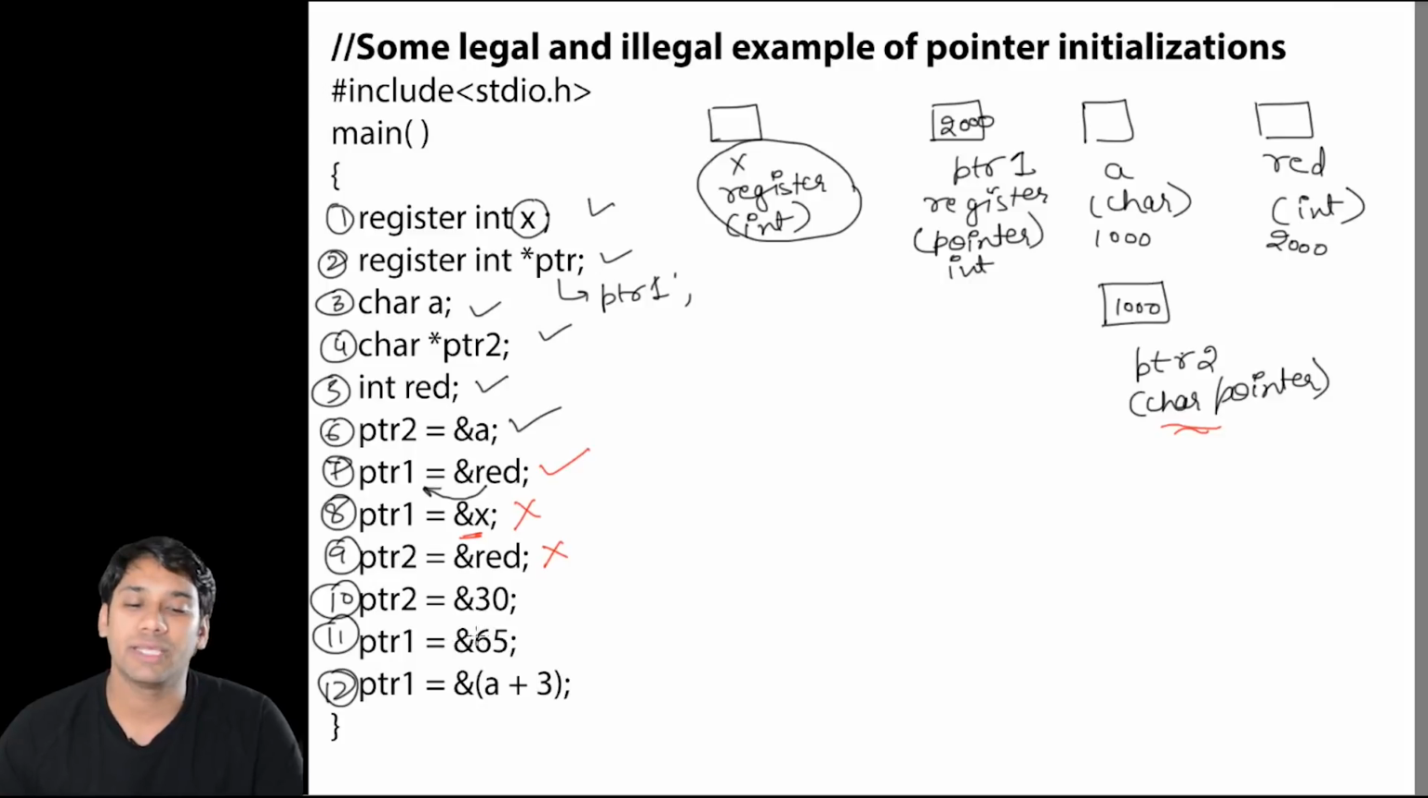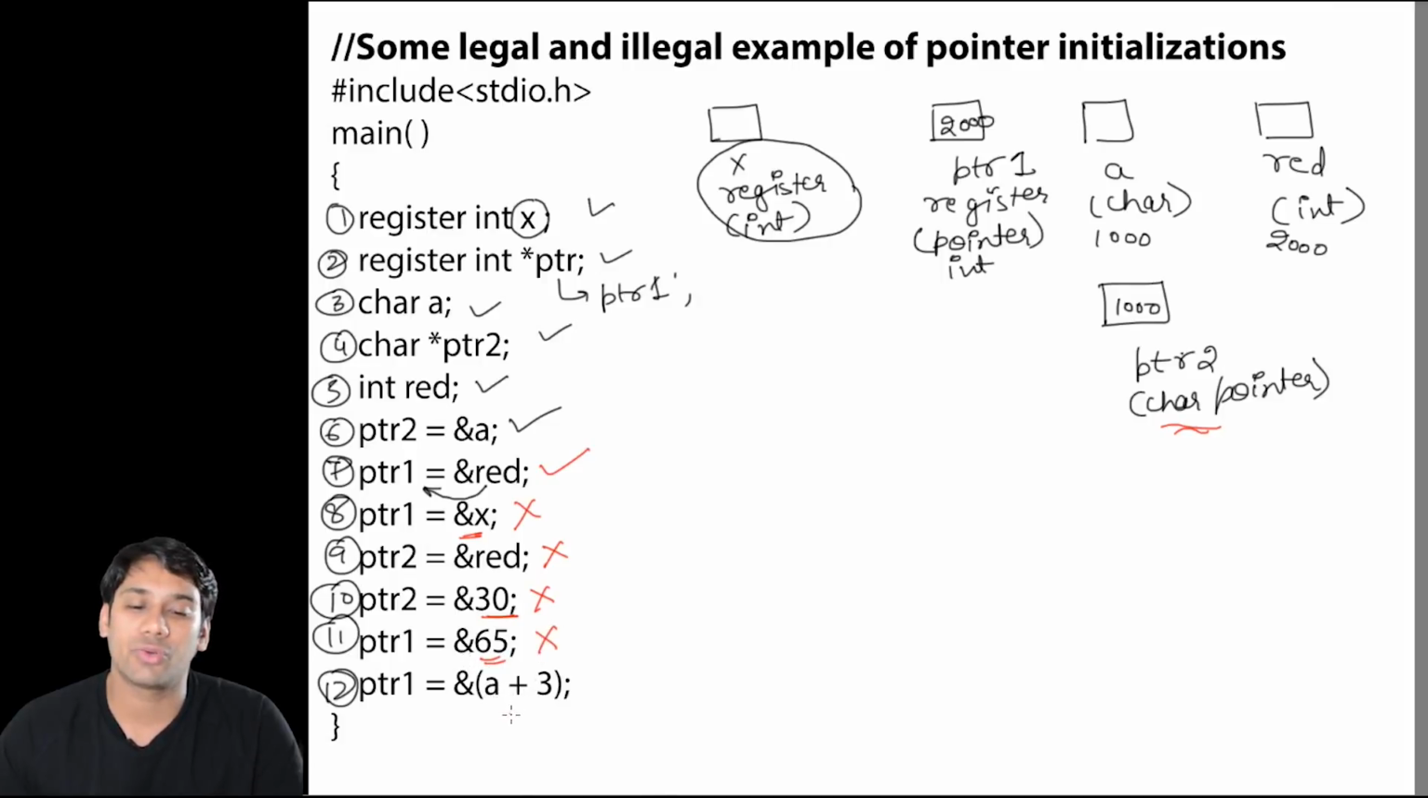Now in line number 10, we are doing ptr2 is equal to address of 30, right? And this 30 is a constant number. This is not a variable. If this 30 had been some other variable, then it would be a valid declaration. But this is just a number, right? And we cannot store the address of a number. So this declaration is also invalid. Now in line number 11, here also we are storing the address of a number to this ptr1. So this is also invalid.